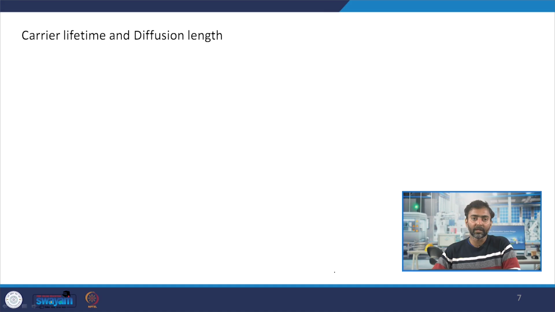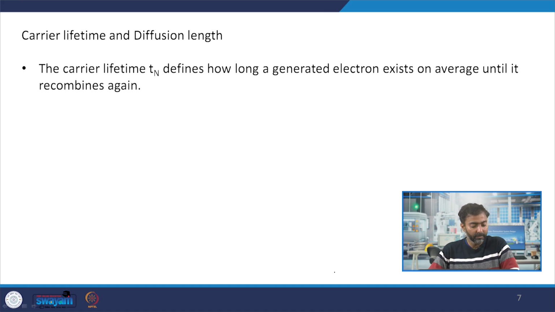So effectively, if the recombination is higher in a solar cell, then the lifetime of the charge carriers in the solar cell will be small, and the distance they can travel within the solar cell will also be small on an average. So to quantify this concept, there are two things which are used. One is the carrier lifetime, another is the diffusion length. So let's quickly look at that as well before we end the lecture today.